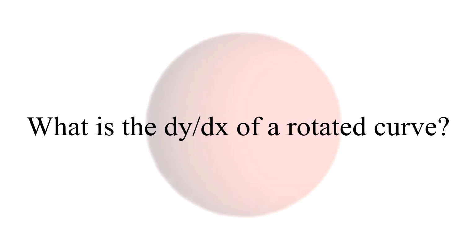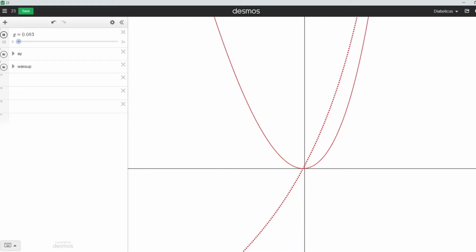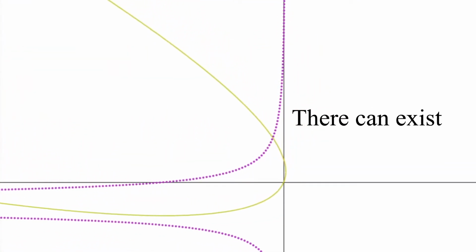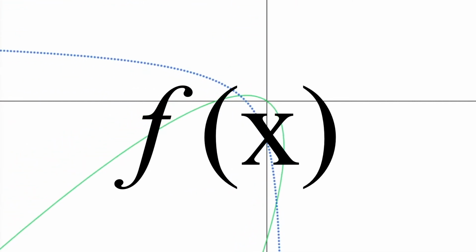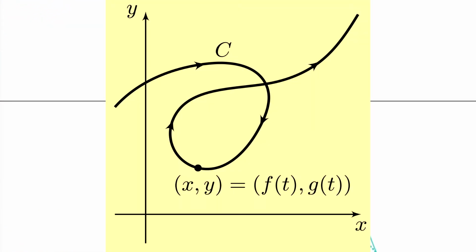This is the part where we go back to the main question. What is the dy dx of a rotated curve, or the instantaneous rise over run of a rotated curve? To begin with, you have seen in the first part that there can exist two y values from a rotated parameter, meaning the derivative should not be a function, that should be a parameter, in order to hold that property.